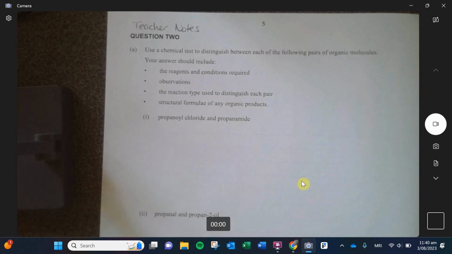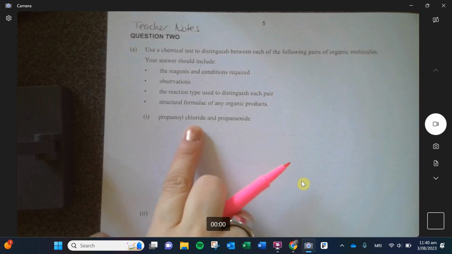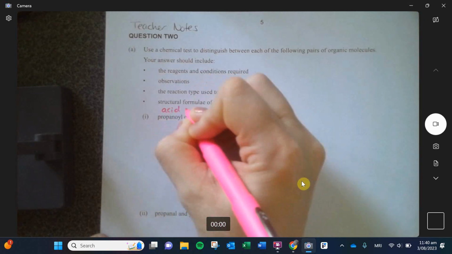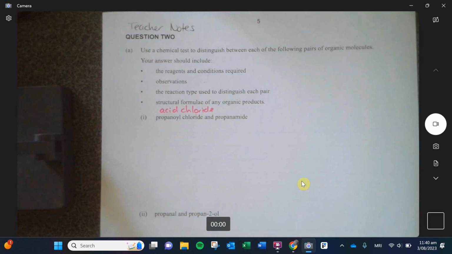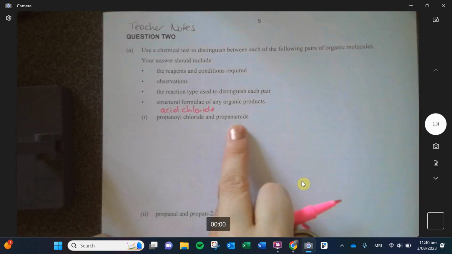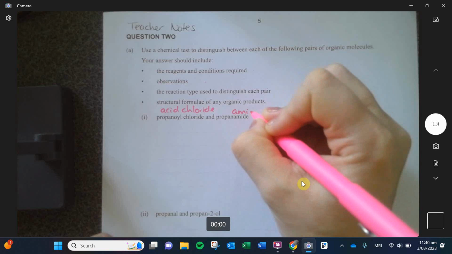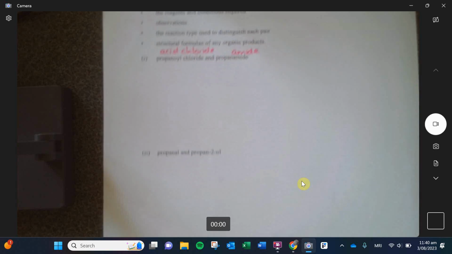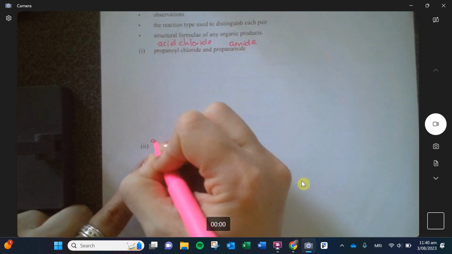All right, so first off, we have propanoyl chloride. Knowing our namings, that tells me acid chloride. I personally like to annotate all the different bits and pieces so I know what I'm pulling as information. Propanamide, that tells me it is an amide. Cool. Do you want me to go through all of them and just do identification of what functional groups they are? Let's do that. All right, second question here is propanal, so that's my aldehyde.